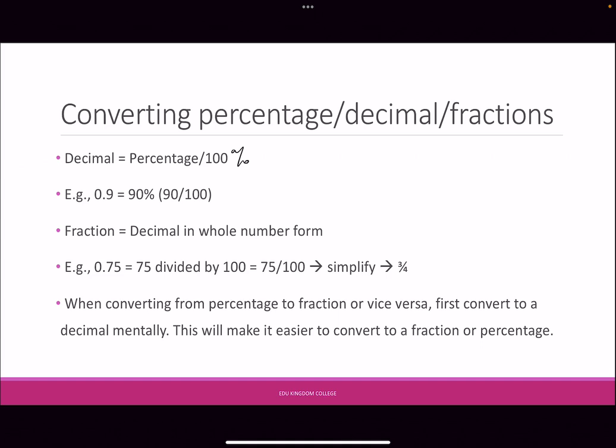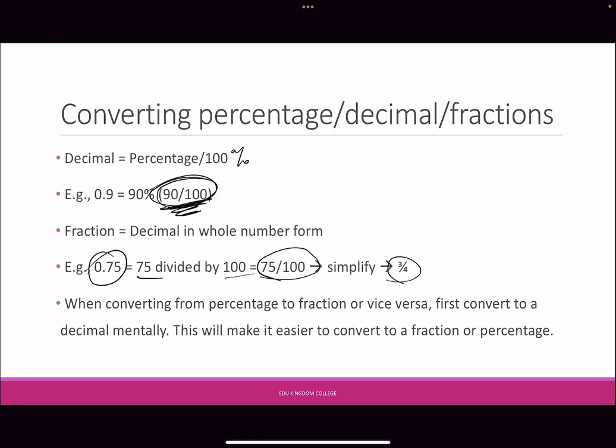Now, a fraction is that same process of changing percentages to decimals, so divided by 100, but we leave it in fraction form, with that dash in the middle. For example, if we have 0.75, that is your percentage over 100, so 75 over 100, and then we just simplify it to get our simplified fraction. So it's always easiest to use fractions as you convert from percentages to decimals.